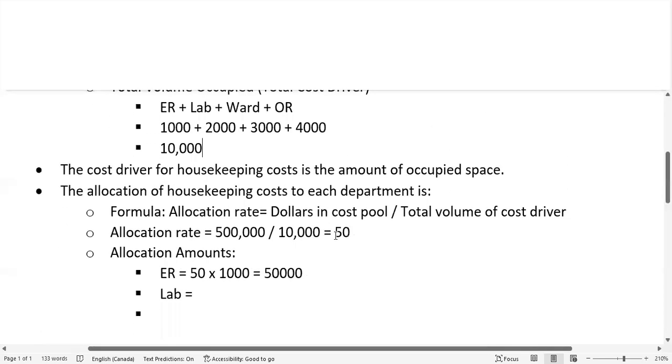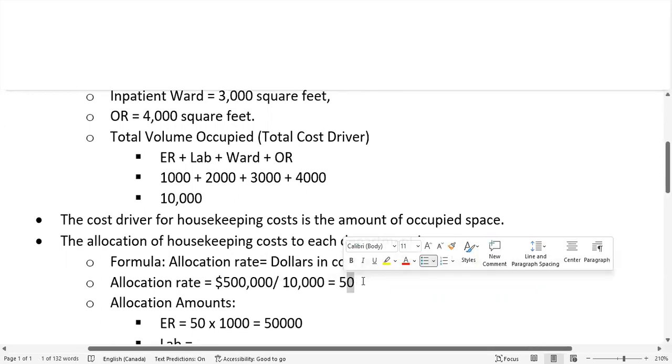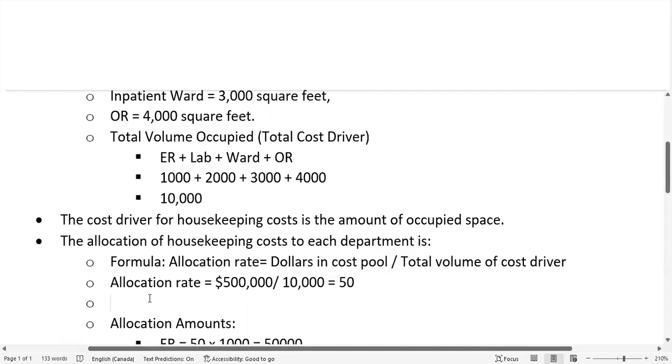So when you go back down here, you can now calculate the allocation rate. Right? So the allocation rate, as we calculate that, again, is your cost pool, which is $500,000, divided by the total volume of the cost driver, which we now have calculated as 10,000. So when you divide $500,000 by 10,000, you get 50. This is your allocation rate, right?